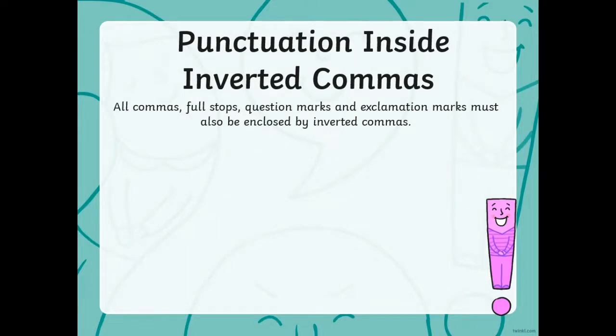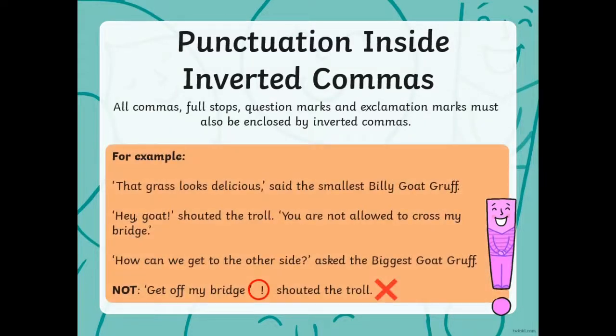Now, let's look at the punctuation inside of the inverted commas. All commas, full stops, question marks, and exclamation marks must also be enclosed by inverted commas. That means they must be inside. So let's have a look at these ones here. "That grass looks delicious," and you can see the comma just here before the inverted comma, "said the smallest Billy Goat Gruff." You can see it's a comma because I've not yet finished the sentence, even though this is what's being said, at the start. "That grass looks delicious," said the smallest Billy Goat Gruff. And then I've got the full stop at the end of my sentence.